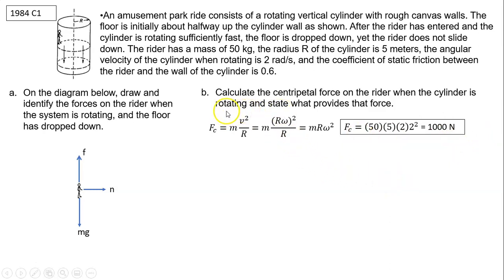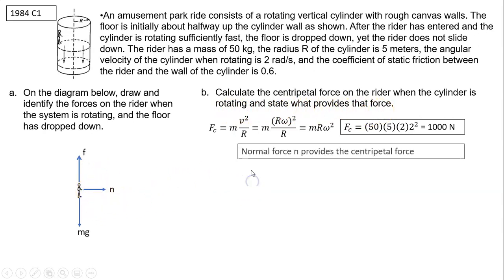Next part, don't forget this part. What is the force providing that centripetal force? We know from this diagram that it's the normal force. So the normal force N is the one that's providing the centripetal force.